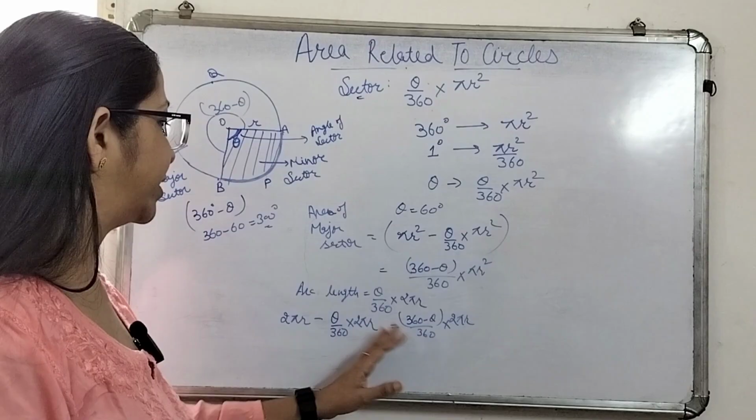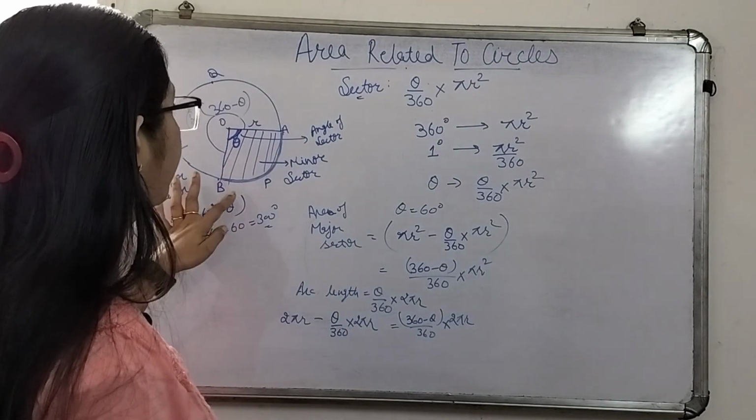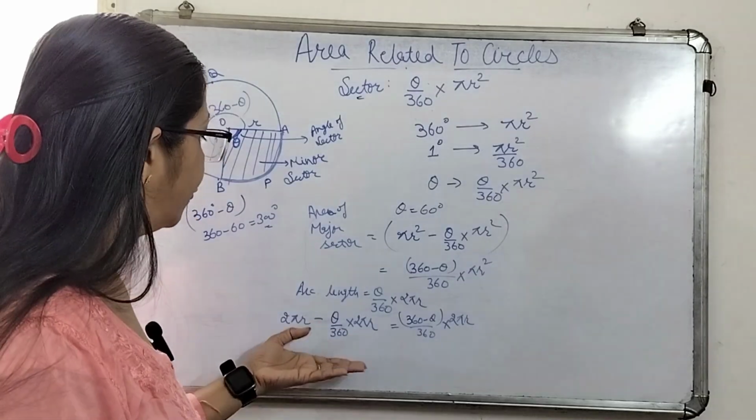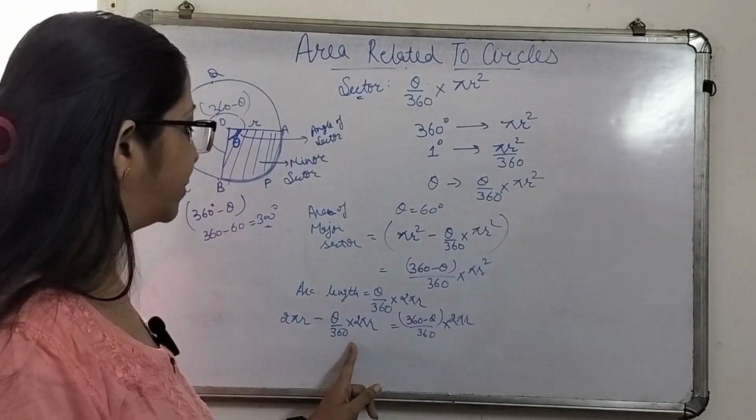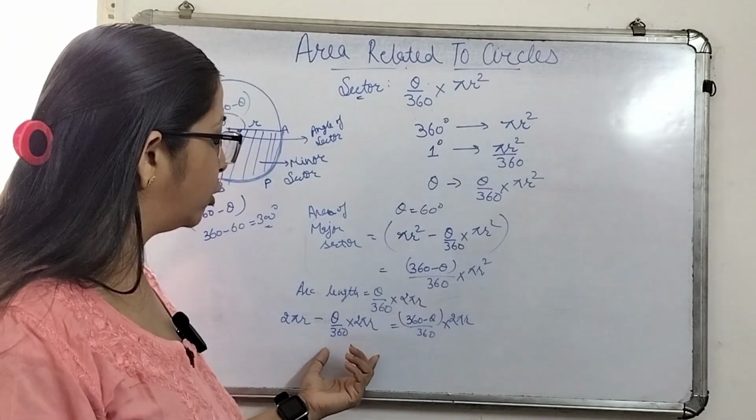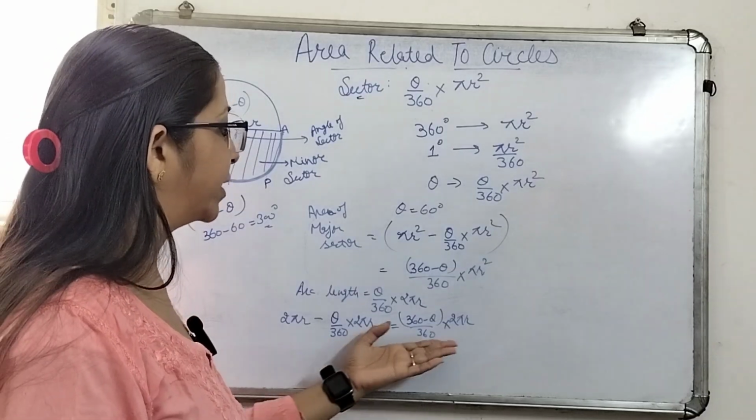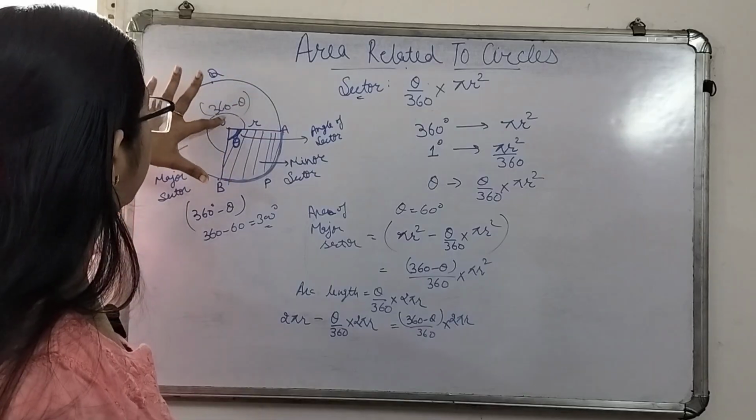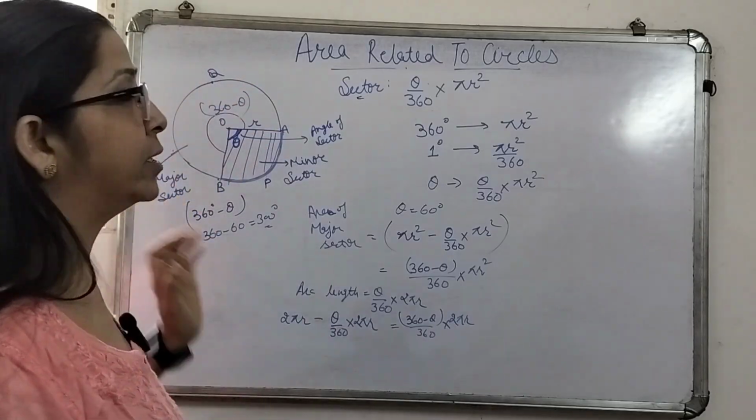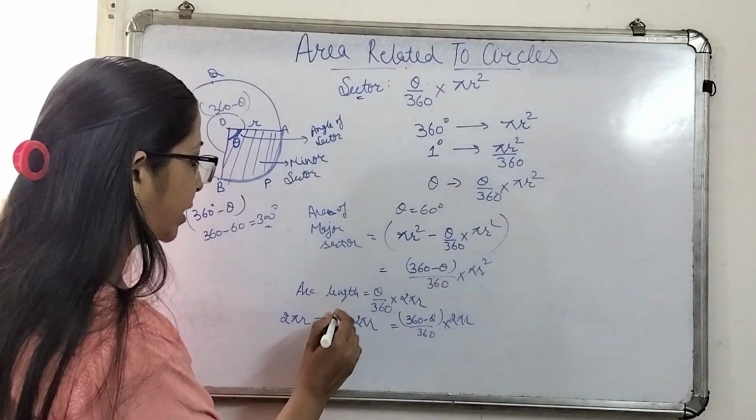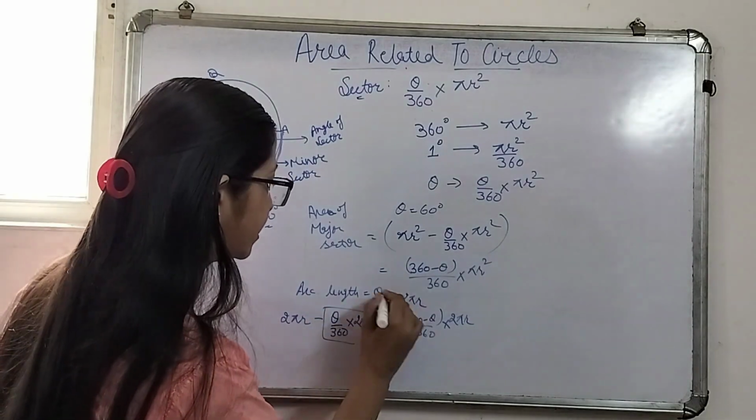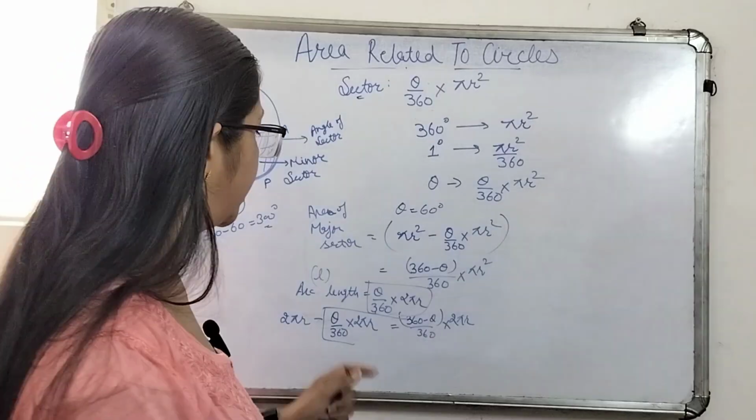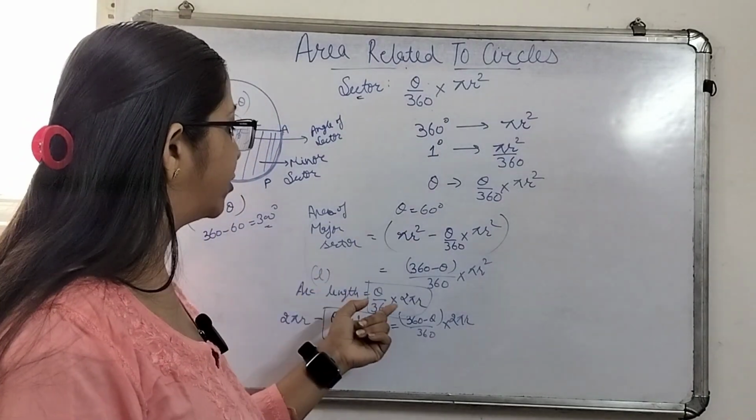By this method we can find the arc length for the major arc, either by this method or by that method. Either from the whole circumference we subtract the arc length of the minor arc, or we take theta as 360 minus theta, that is the angle formed at the center by the major arc. Now we see that the arc length is given by small l, as we discussed earlier.